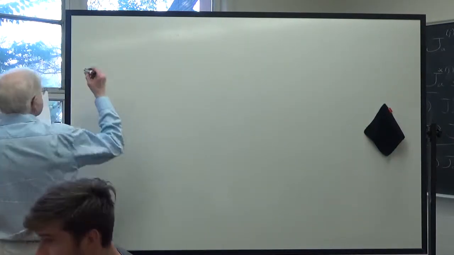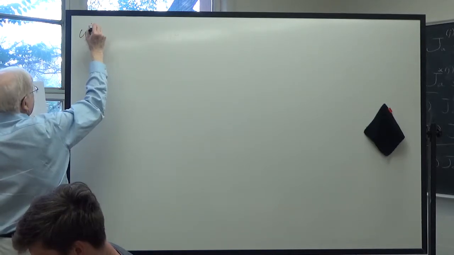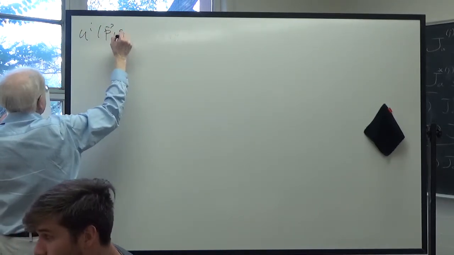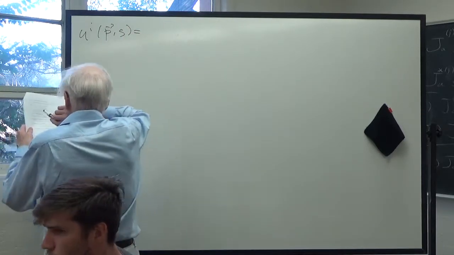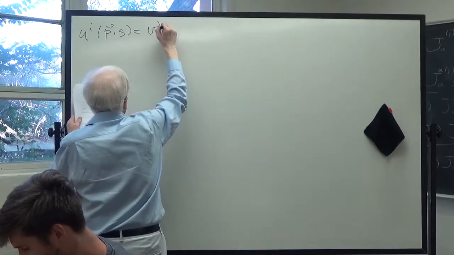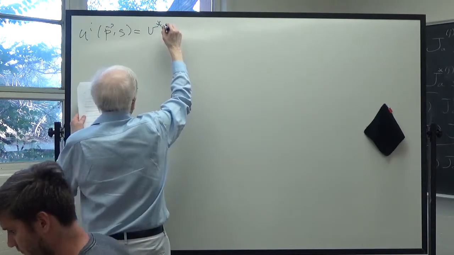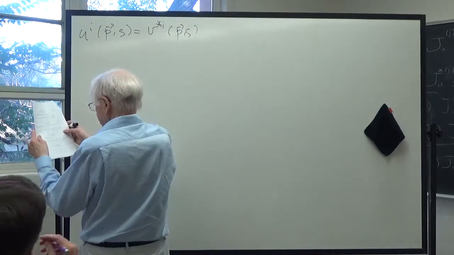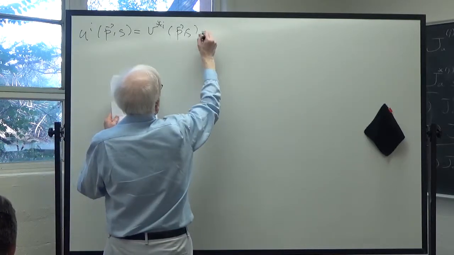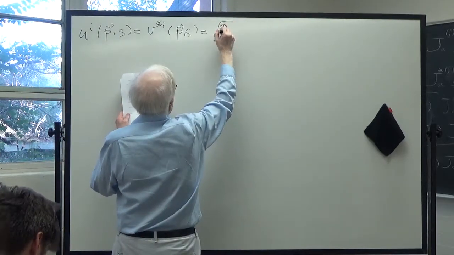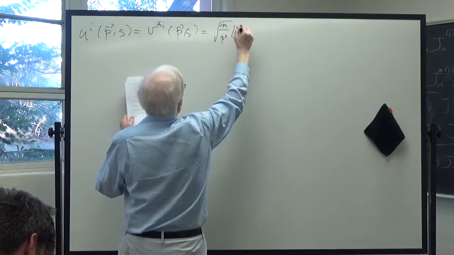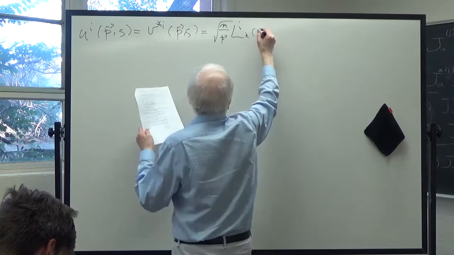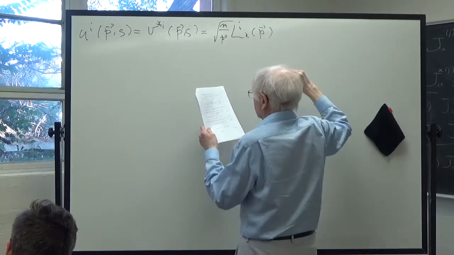So what the boost conditions tell us is that u_l of t and s, in fact, it turns out you can put them all together by saying u_l and v_l star of t and s. I skipped something, apparently not. It is square root of m over p0 l_k of p. This is the standard Lorentz transformation.